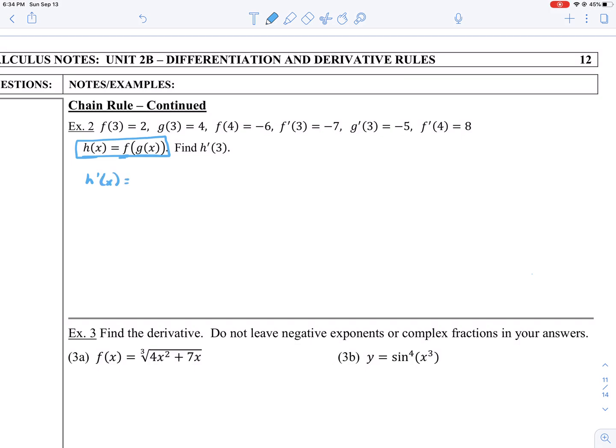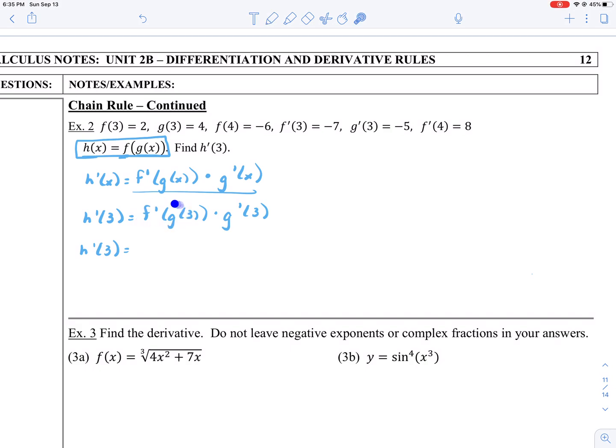This is how you're going to see the chain rule applied a lot. The derivative of the outside, f prime, leave the inside, g of x, times the derivative of the inside, which is g prime of x. You need to recognize this as the chain rule. Now let's do h prime of 3. So everywhere I see an x, I'm going to apply a 3. So f prime of, excuse me, g of 3 times g prime of 3.